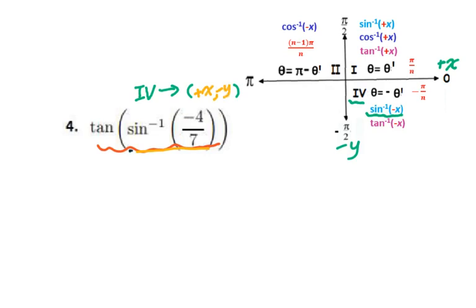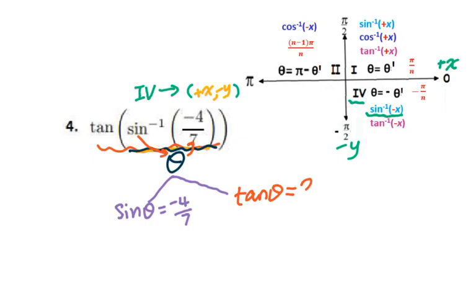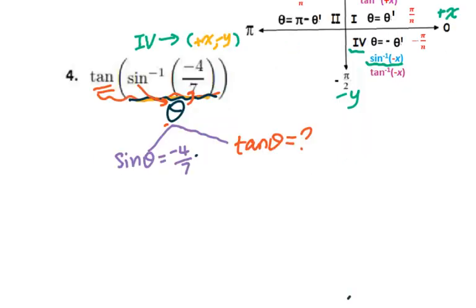Then we assume this angle equals theta. Then you will get two pieces of information. First of all, we got sine theta equals negative 4 over 7. Another one is we are looking for tangent theta equals what? See, tangent theta. Now we can label here.